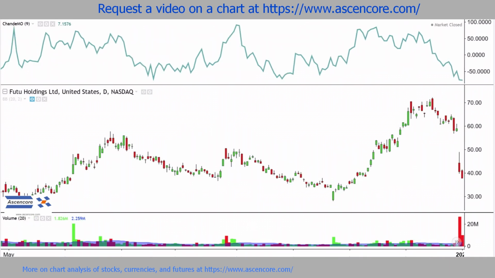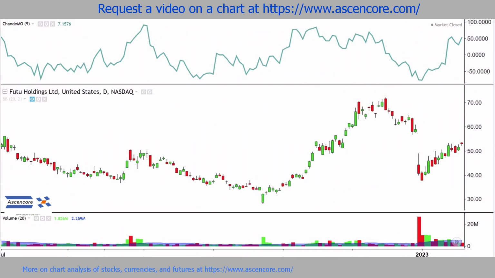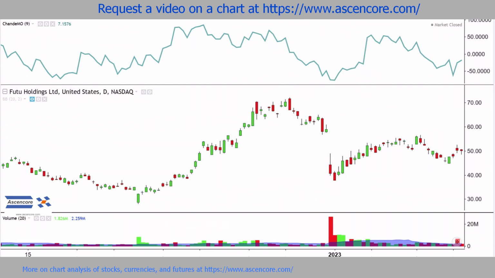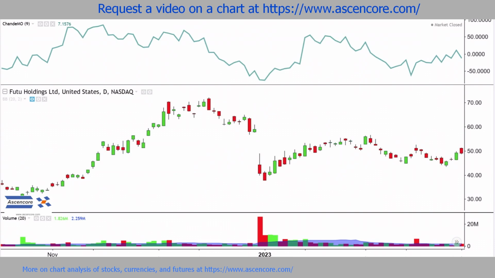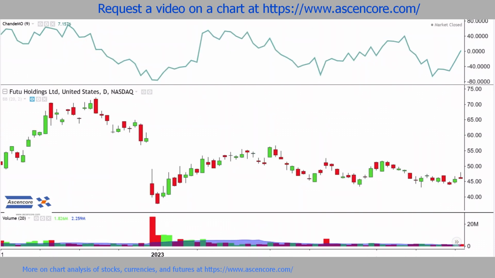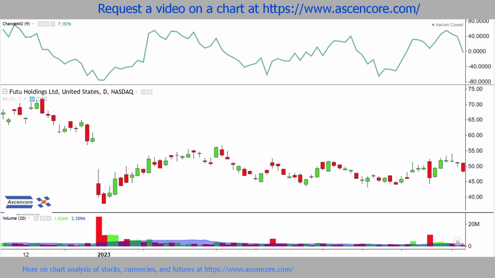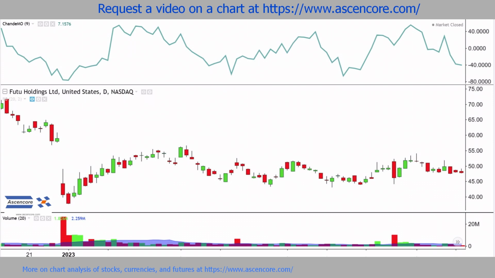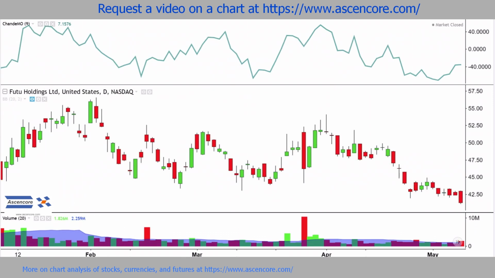The Chande Momentum Oscillator is an indicator that can be called an overbought/oversold indicator, as well as a momentum and trend confirmation indicator. By default, it's set to a length of 9. Usually going over 50 is considered an indication of an overbought chart, and going under -50 is commonly said to be an indication of an oversold chart.